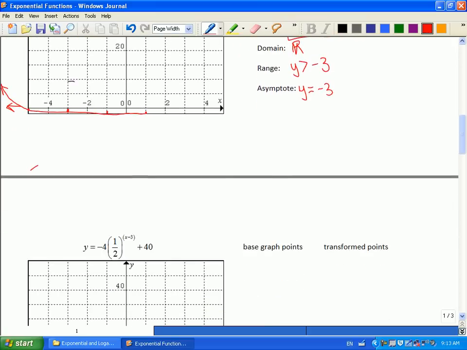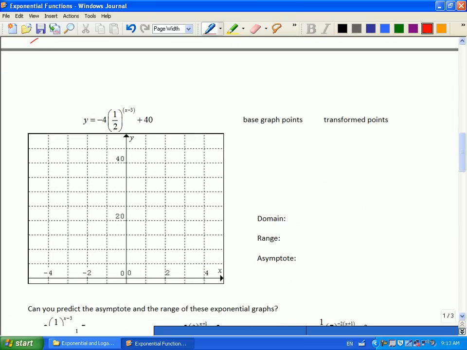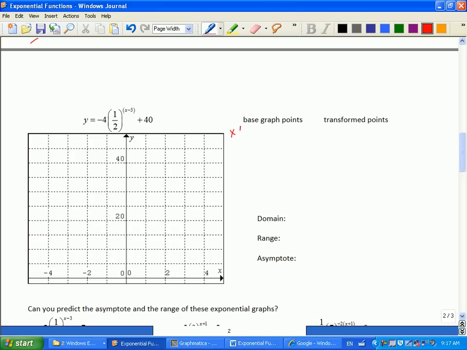So try using your transformations knowledge to graph this one and see what you come up with. I'll just try and catch up to you. The base graph here should be 1/2 to the x.